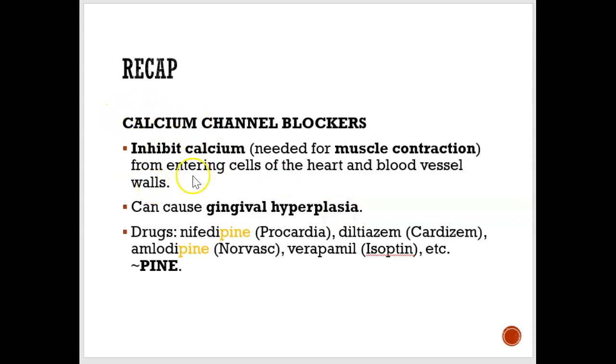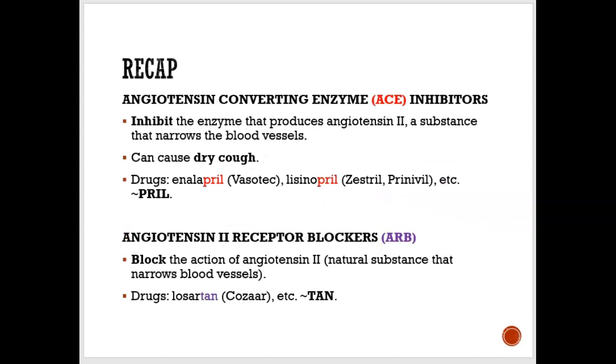So C and C, if you take C and C for calcium channel blockers and you combine them, you can get an O. So here's the first C, here's the other C that's mirrored. And so when you think of a big O, think of gingival overgrowth, or gingival hyperplasia, when we got puffy gums.